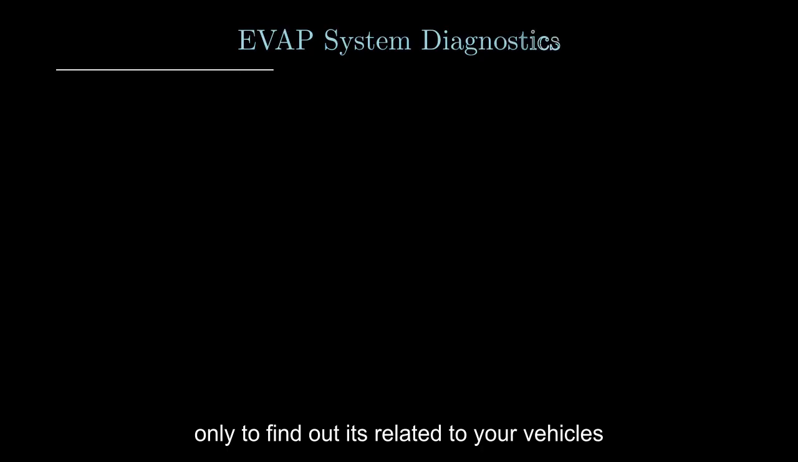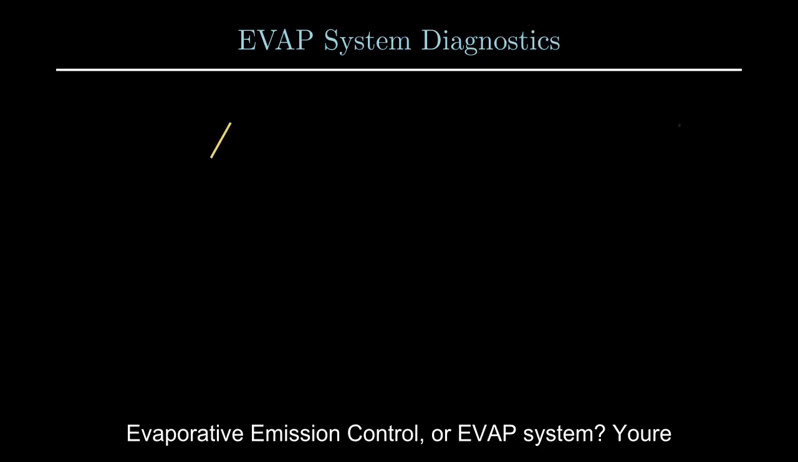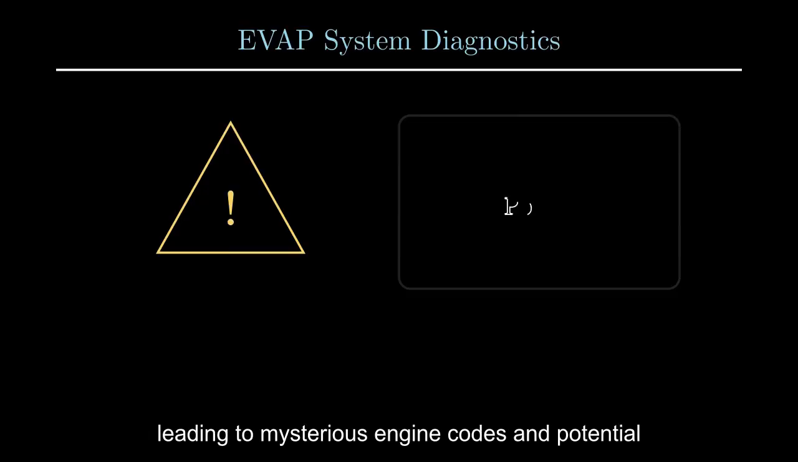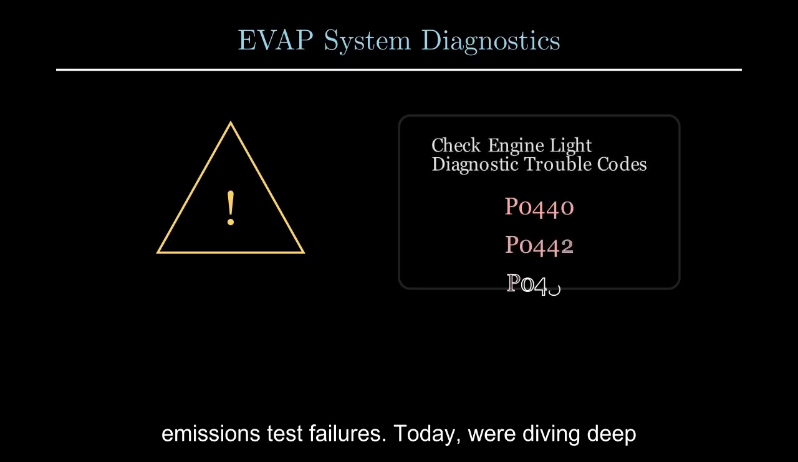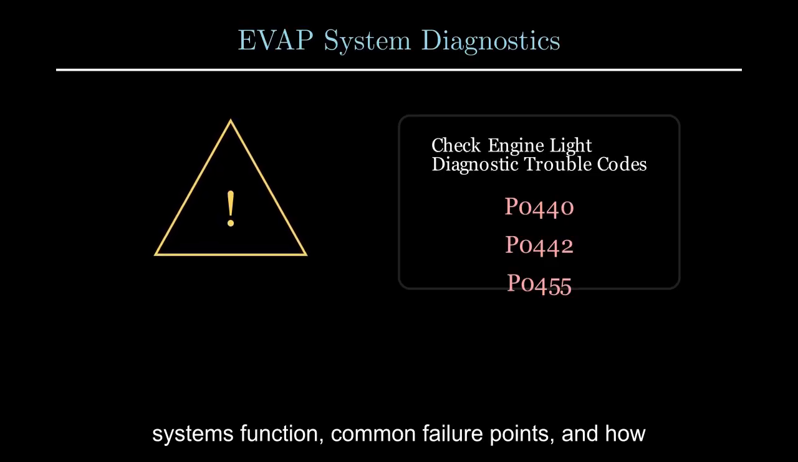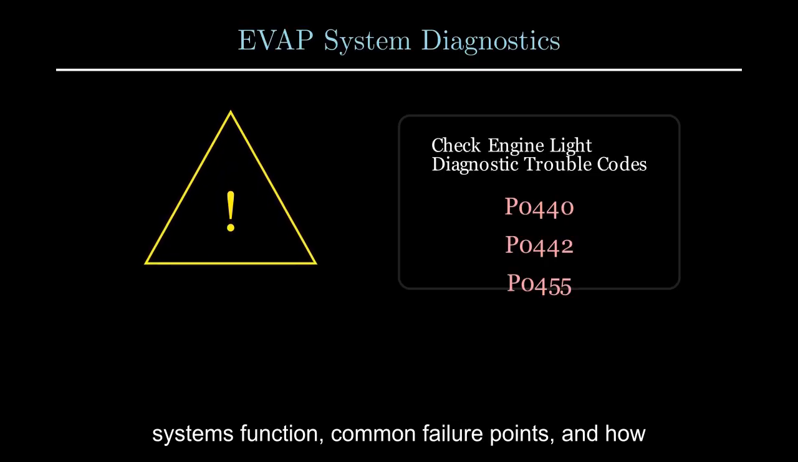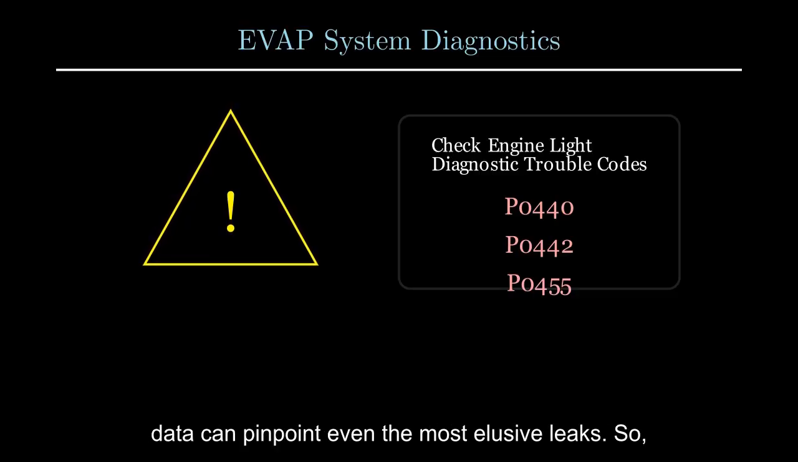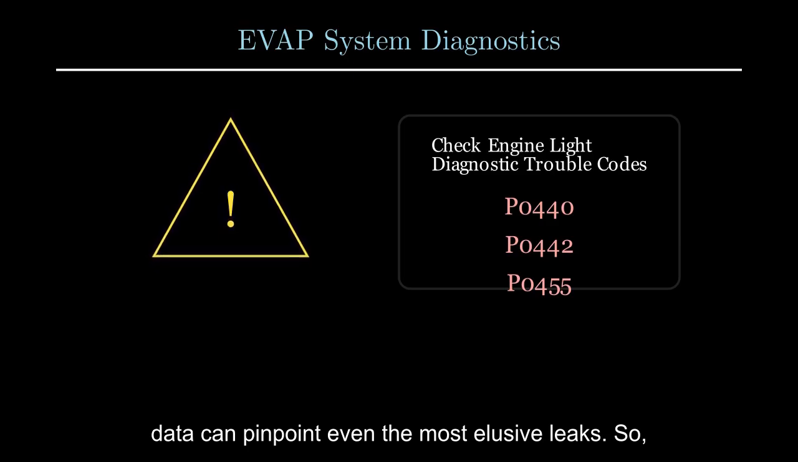Ever had that frustrating check engine light pop up, only to find out it's related to your vehicle's Evaporative Emission Control, or EVAP system? You're not alone. EVAP leaks are a common culprit, often leading to mysterious engine codes and potentially emissions test failures. Today, we're diving deep into the world of EVAP diagnostics, revealing the system's function, common failure points, and how advanced tools like smoke machines and scan tool data can pinpoint even the most elusive leaks.